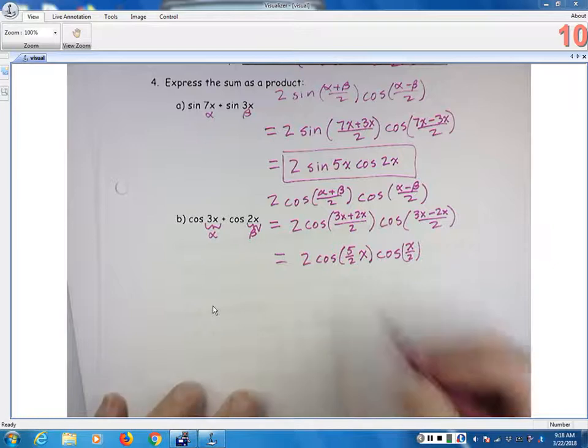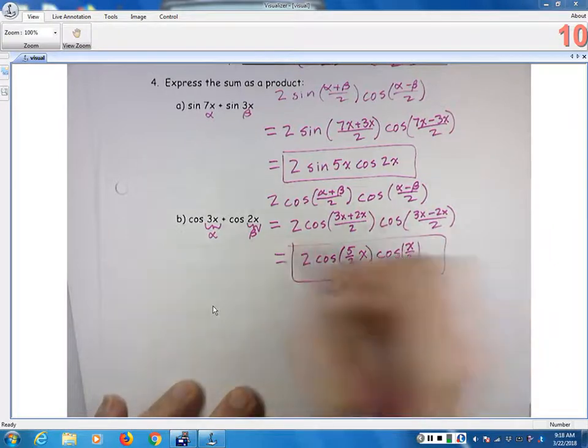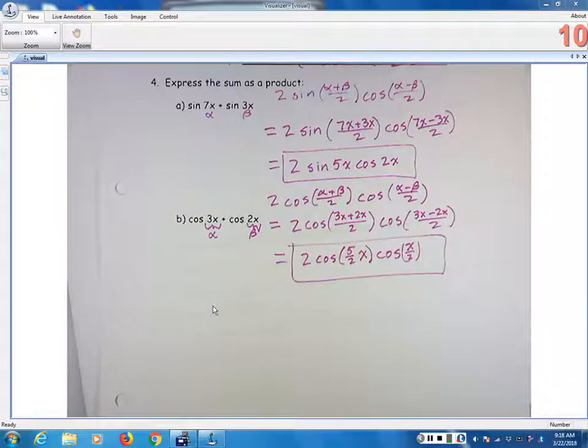Similar, but I could have written 1/2 times x. So that's it. That's what the directions said to do. Sometimes you're going to need to do that to prove identities.